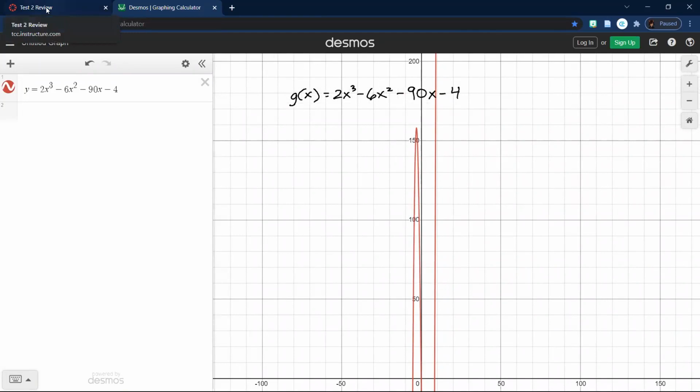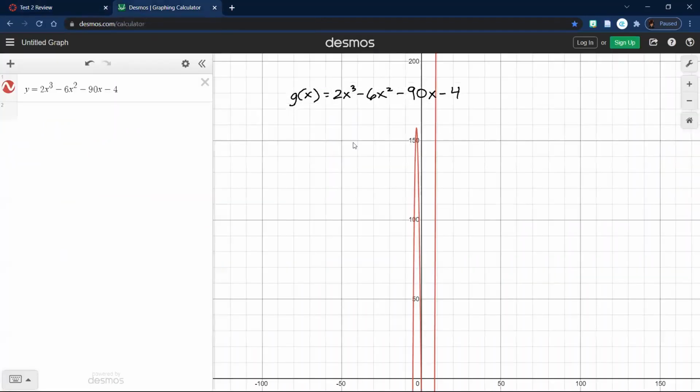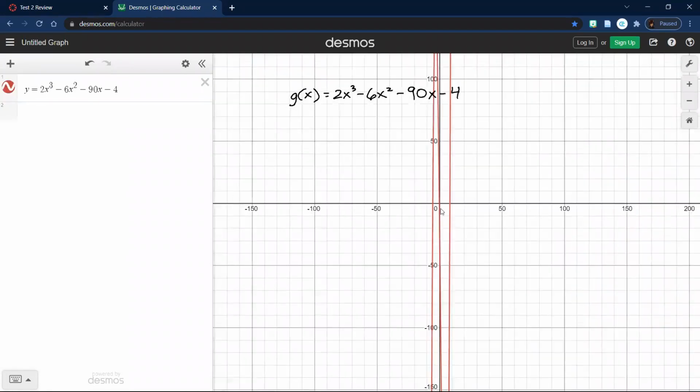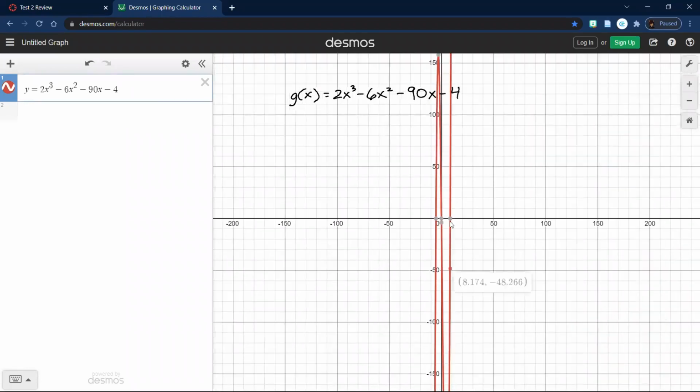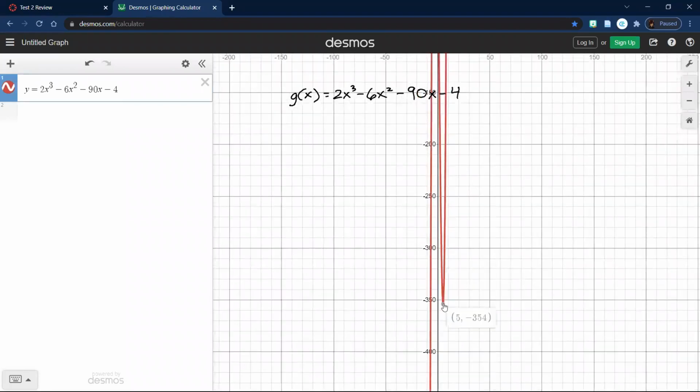Let's go back and see what the questions are. So it wants to know the local maximum and the local minimum. What's nice about Desmos is you can click on it and it gives you the points automatically of your local maximum, minimum, and your zeros, and where it crosses the y-axis. So anything you need to know. And you can just drag the graph.